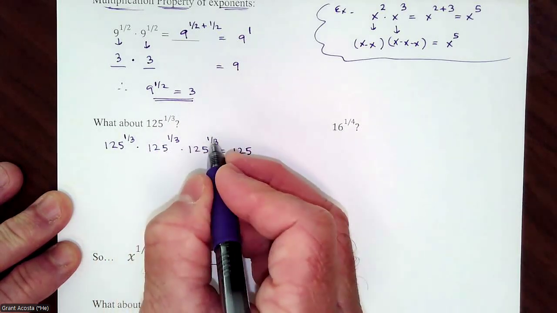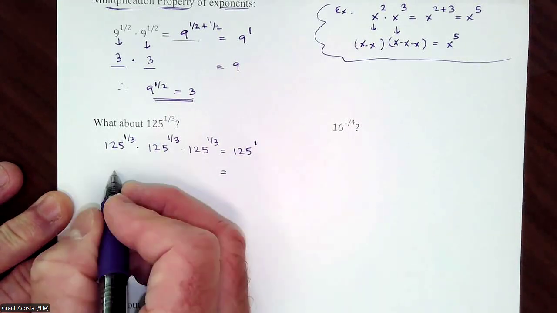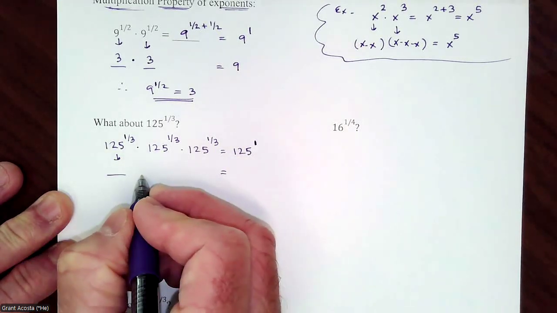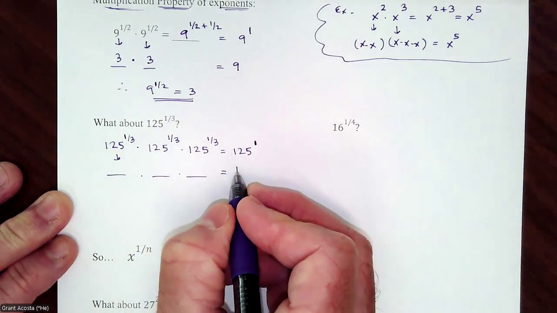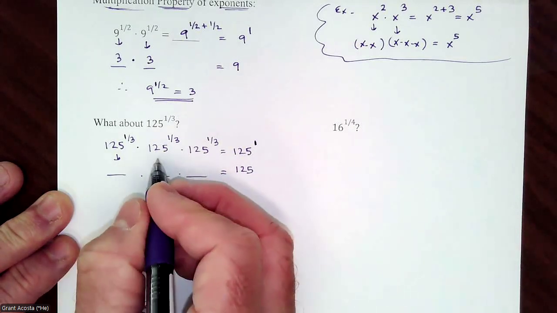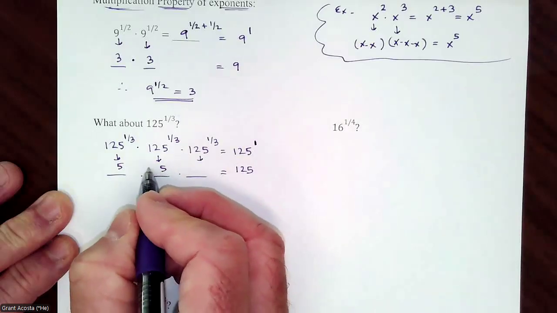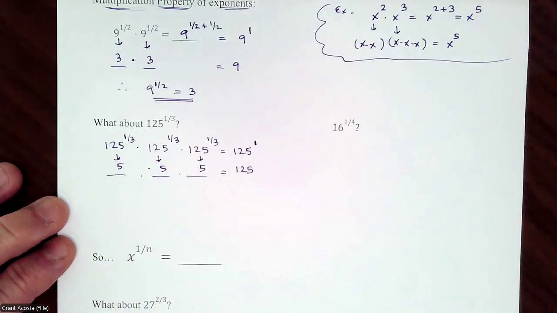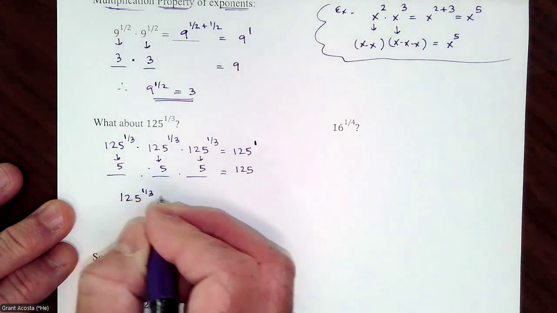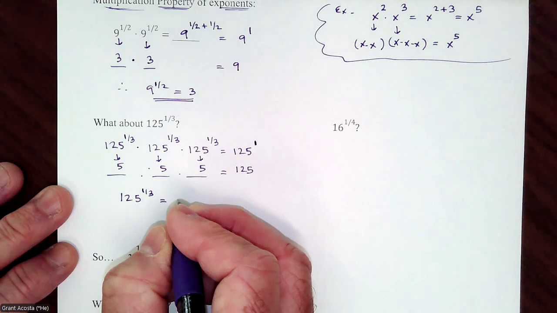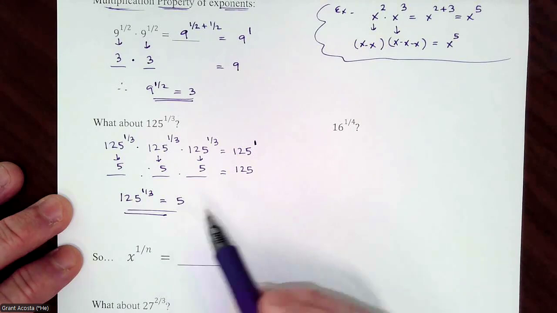1/3 plus 1/3 plus 1/3 would once again give me 1. So whatever 125 to the 1/3 is, if we multiply it by itself three times, we should be getting to 125. The only number that would work is 5. 5 times 5 times 5 would give me 125. So 125 to the 1/3 is the same thing as 5. We'll come back to that in a second.